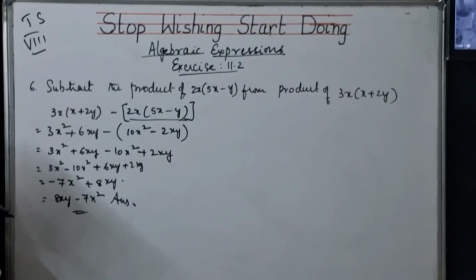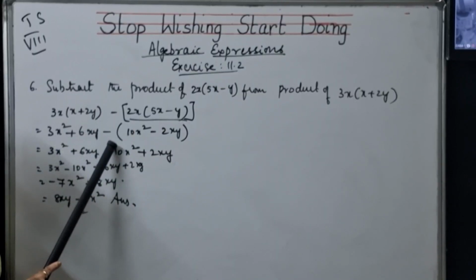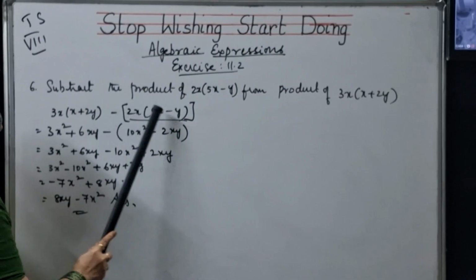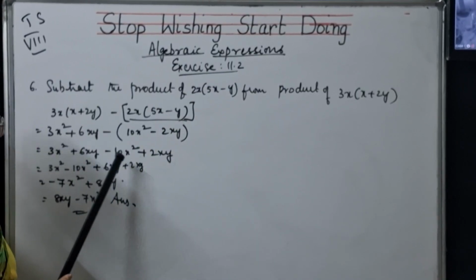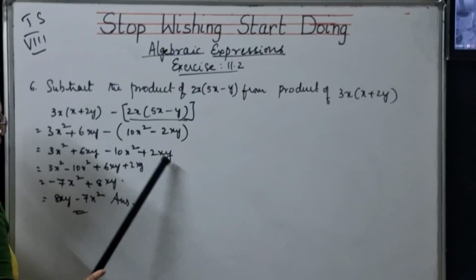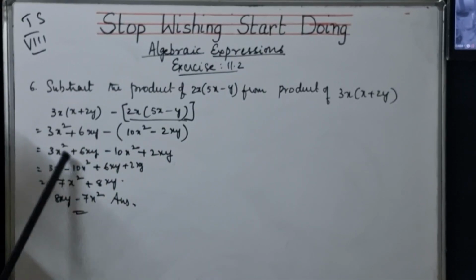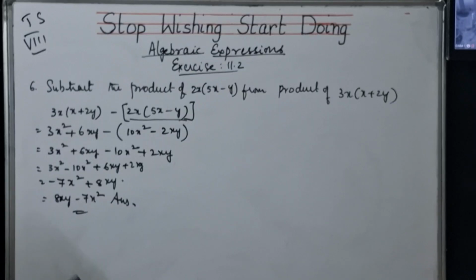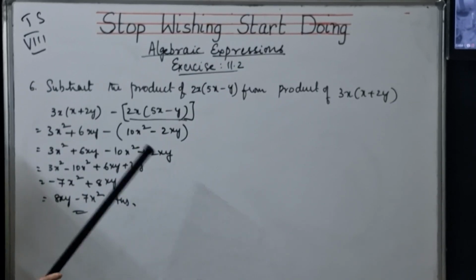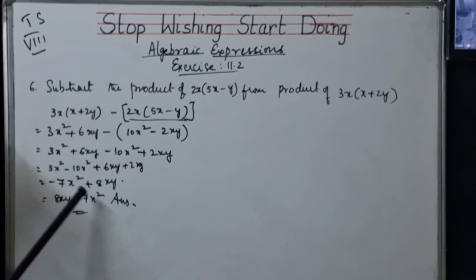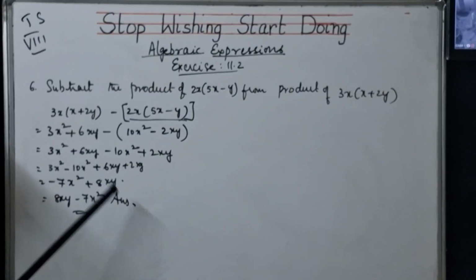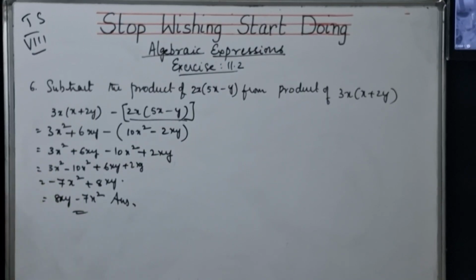This is totally different sum. Minus is afterwards we will do. 2 5s are 10x square minus 2xy. So I have opened the bracket: 3x square plus 6xy minus 10x square, minus into minus plus 2xy. So like terms together I have written 3x square minus 10x square plus 6xy plus 2xy. So 3 minus 10 is minus 7x square plus 8xy. If you want to write minus afterwards, you can even turn it as 8xy minus 7x square. Please note it down.